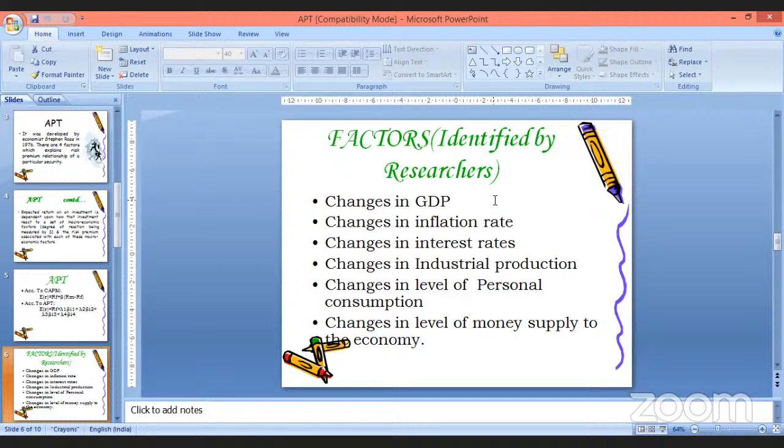So changes in GDP, that is a macroeconomic factor; changes in inflation rate, a macroeconomic factor; changes in interest rates, changes in industrial production, changes in level of personal consumption, changes in level of money supply to the economy. So these are the various macroeconomic factors. Out of these, he considered any 4. You may ask, sir, which 4? Any 4. That means he has considered any 4 out of n number of macroeconomic factors in order to develop this APT, arbitrage pricing theory. Okay. Yes, sir.